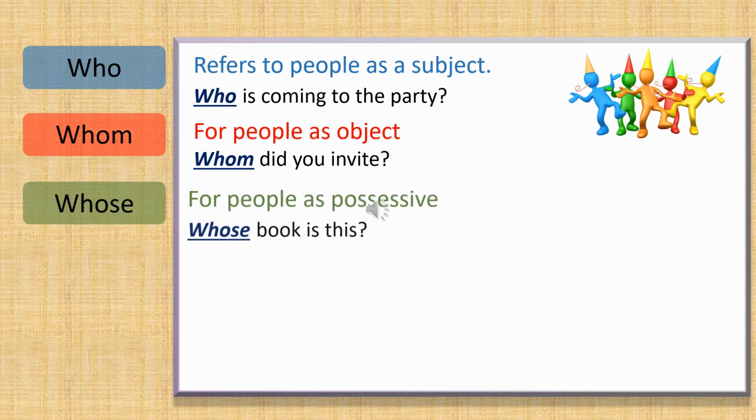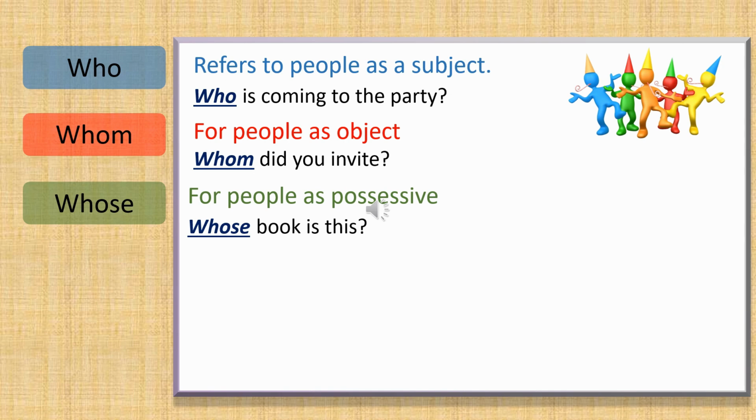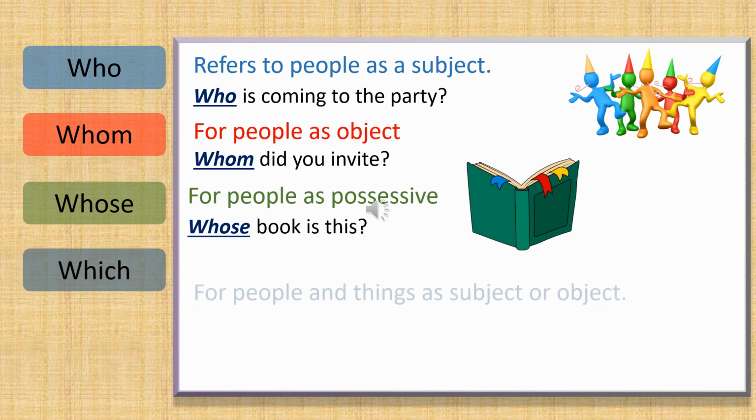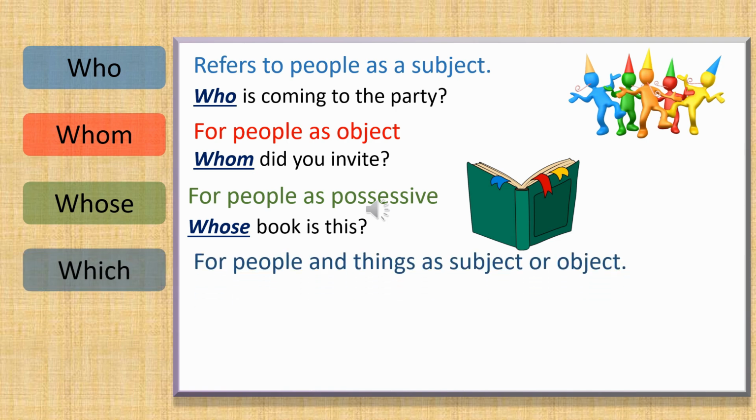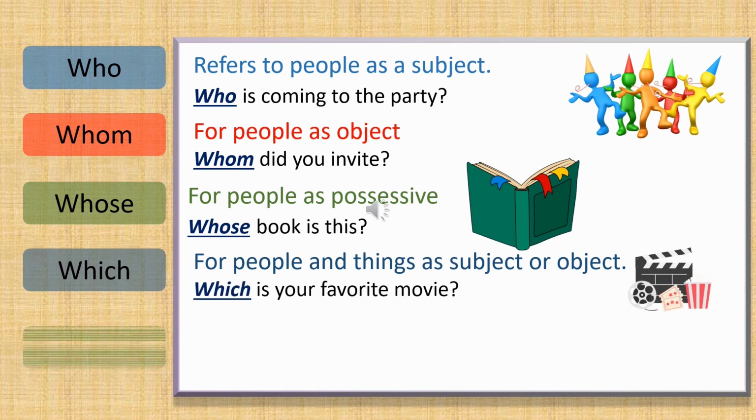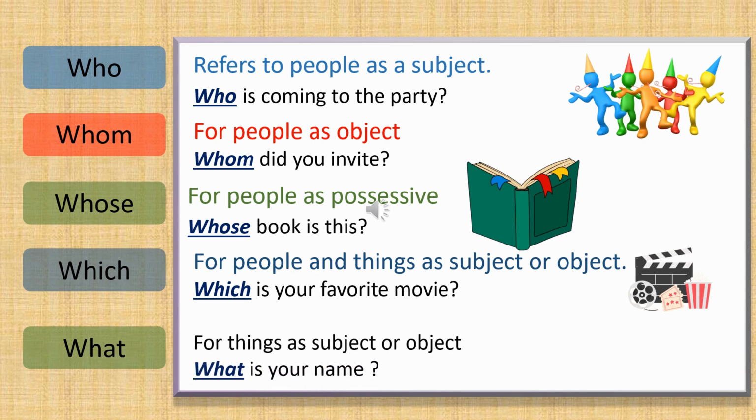Whose. We use whose when asking about possession, whether for people or things. Example: whose book is this? Which. We use which when asking about a choice between specific people or things. Example: which is your favorite movie? What. We use what when asking general questions about things. Example: what is your name?